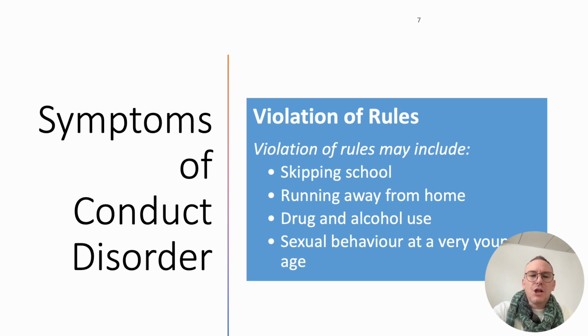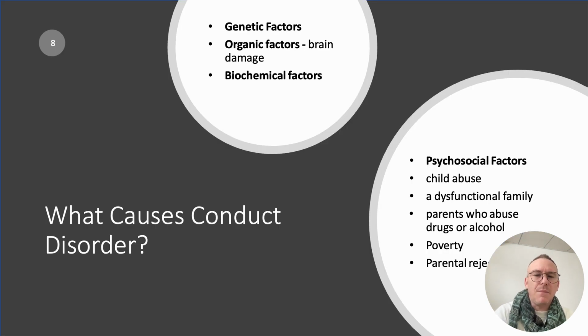We're going to go on now, in our very short presentation, to think about what the causes might be. So genetic factors, obviously, and organic factors, biochemical factors, and psychological factors as well. Child abuse, dysfunctional family background, parents who abuse drugs or alcohol, parental rejection, severe poverty or disadvantage could also be triggers.